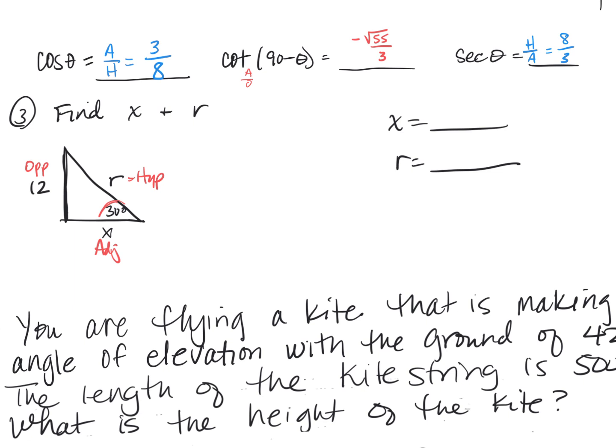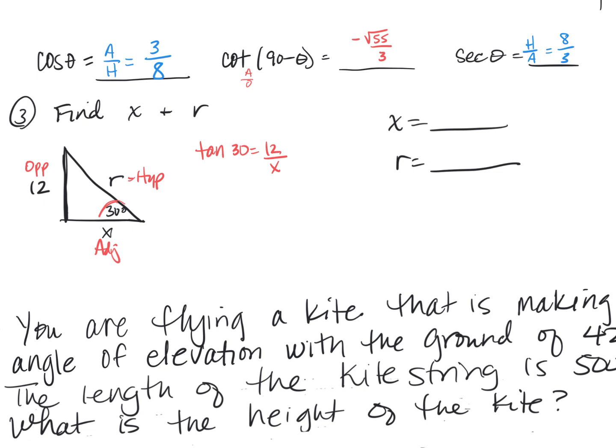So if I want to find the adjacent side, this is my unknown. I need a ratio that includes this side and this side. So which of the trig ratios uses opposite and adjacent? Tangent, good. So I would write an equation that looks like this. I would say the tangent of 30, opposite 30 is my 12, adjacent is the missing side, right?